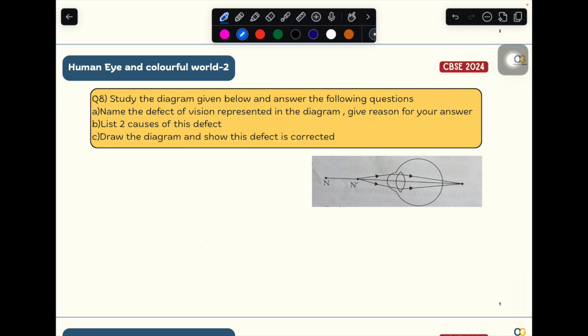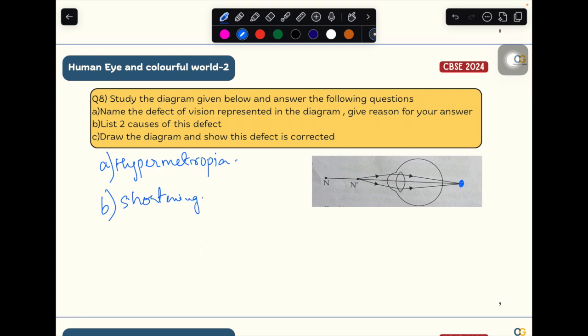Study the diagram given below and answer the following questions. Name the defect of vision represented in the diagram. Give reason for your answer. So what is the defect that is represented here? It is the situation where the image is falling outside the retina. So that means this is hypermetropia, right? If it forms in front of the retina, it's myopia. Now what is the reason for it? The shortening of the eyeball is one of the reasons for this defect.